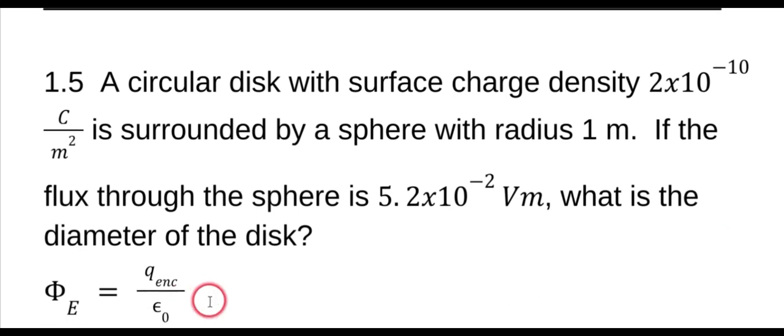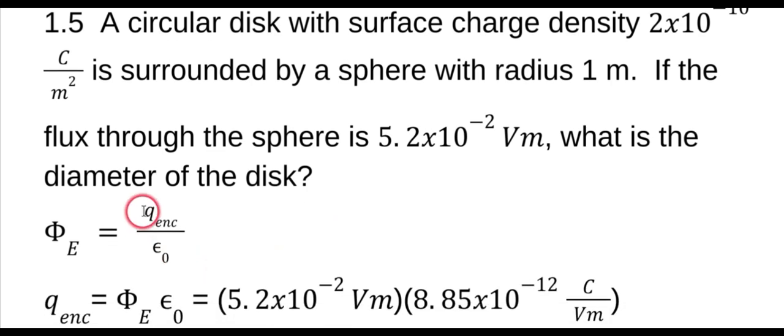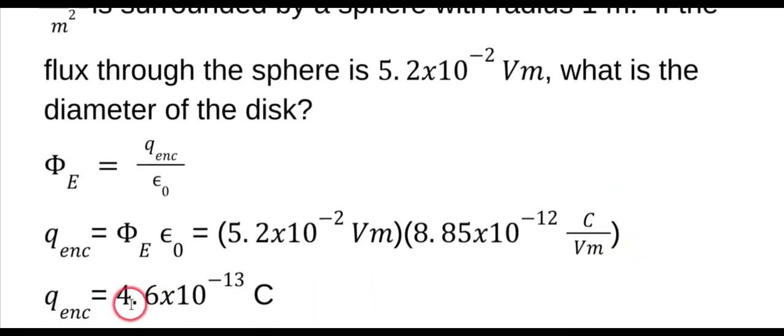All right, so let's look at what we got. And we know this already. The total flux is equal to the charge enclosed divided by epsilon naught. So he said the flux through the sphere. So this is the total flux, right? So we can find what? The charge enclosed. Just take epsilon naught to the other side, multiply this out, we have a number.